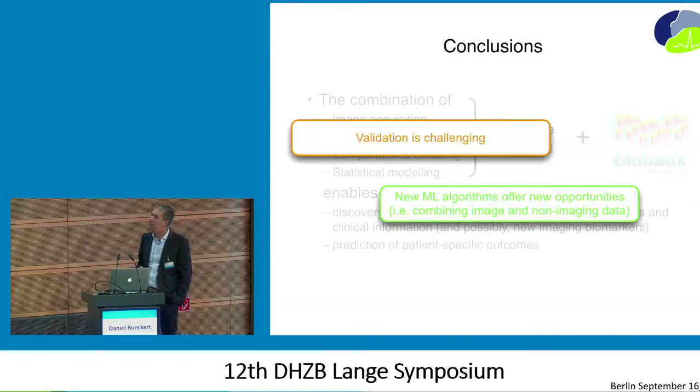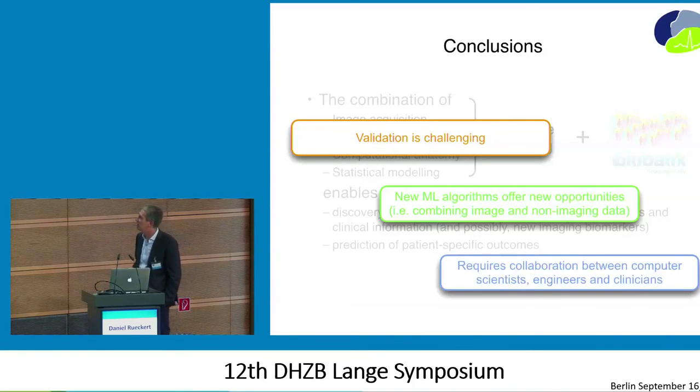There are new machine learning algorithms being developed, which really offer very exciting opportunities for not only looking at imaging separately from non-imaging data, but providing a much more integrated and principled way of integrating imaging and non-imaging data. And finally, all of this really requires a collaboration between different disciplines, and that's actually what I find very exciting.